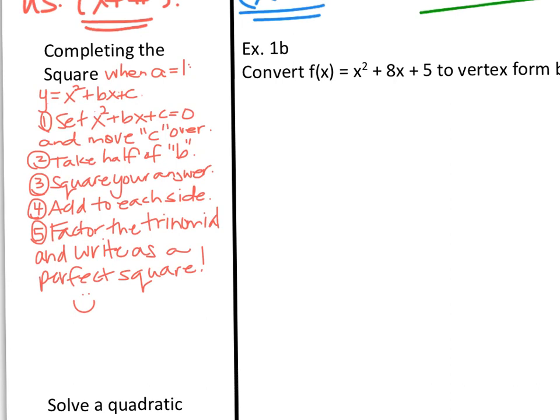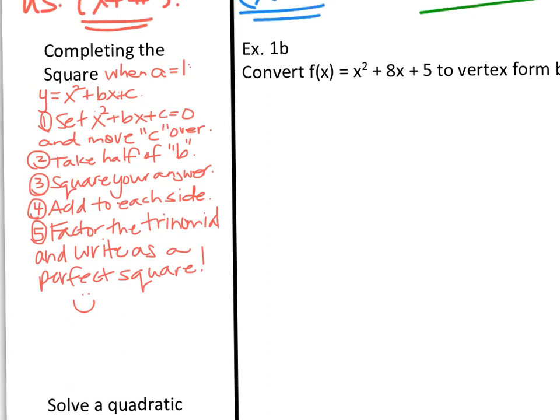We'll start the complete the square process when a equals 1. You'll end up with a quadratic x squared plus bx plus c. The first thing you'll want to do is set your quadratic equal to 0 and then move that c value over to the other side. Then take half of the b coefficient and square that answer. Once you get that number, add that number to each side. The quadratic then will be able to be factored and written as a perfect square.